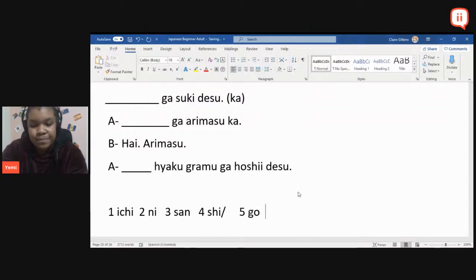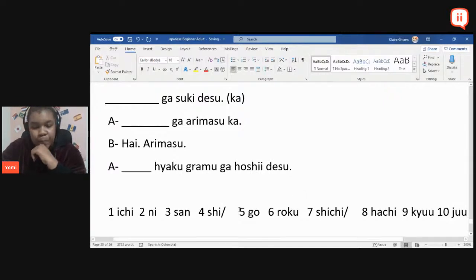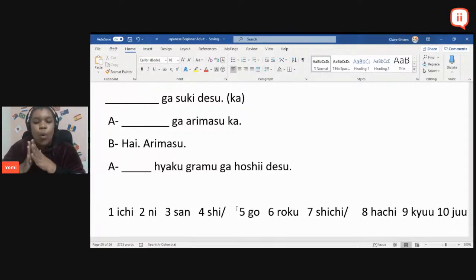Go, roku, shichi. Also come back to that. And hachi, kyu, ju. Okay, so these are the numbers. When we count, this is the way we count: ichi, ni, san, shi, go, roku, shichi, hachi, kyu, ju.